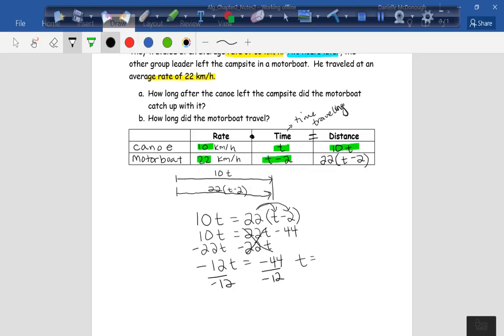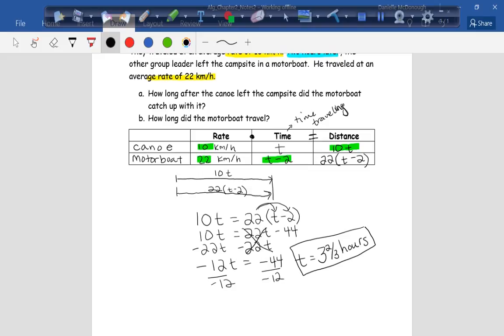let me get my calculator out. 44 divided by, it's going to be 3 2/3 hours. So what that means is the canoe, because remember, let me get another color. Remember the canoe was traveling at t, so here's t. The canoe traveled 3 2/3 hours.